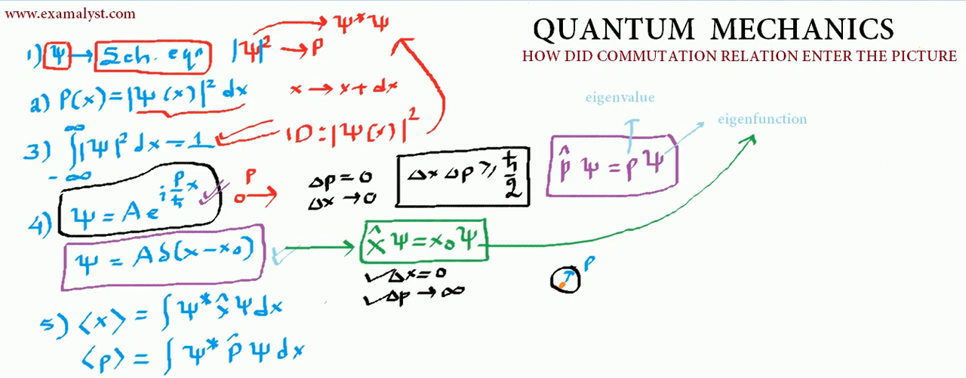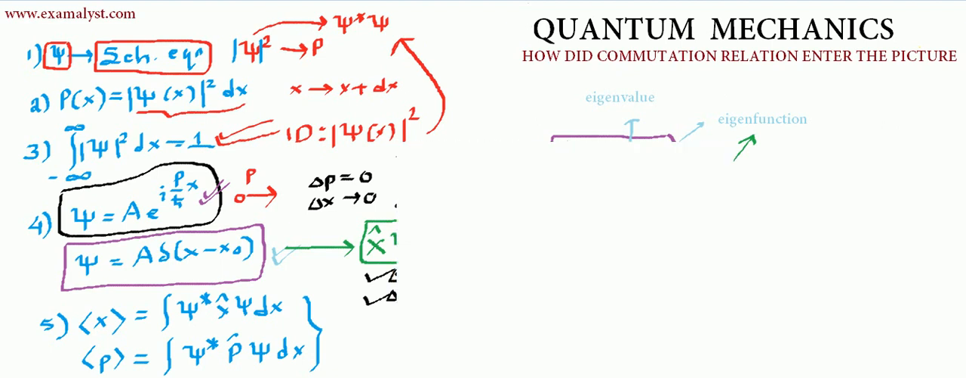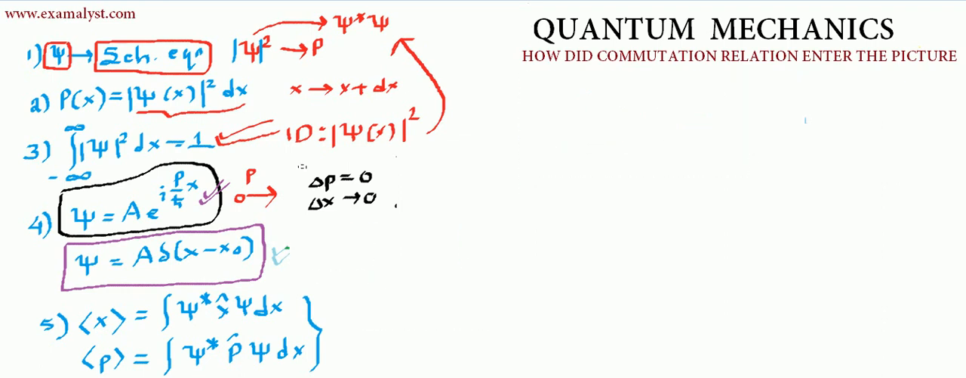Then we have also studied the expectation value, how we calculate the expectation values. Agreed? So this is what we have studied till now in quantum mechanics. Now, last but not the least, the most important thing is the Heisenberg uncertainty principle, which says that the product of uncertainty in position and uncertainty in momentum is greater than or equal to h cross by 2. Agreed? So this is what we have done till now.